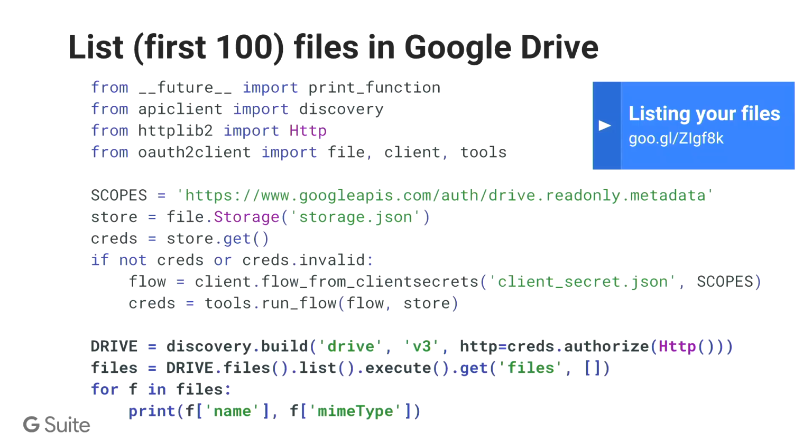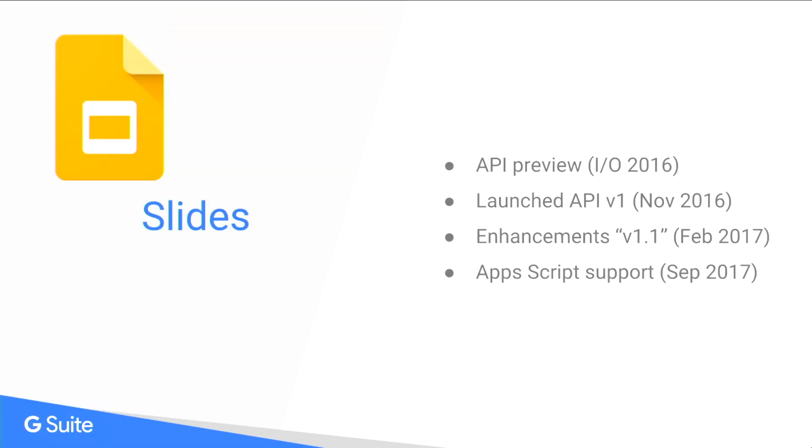All right, so that's how you list the first 100 files in your Drive folder. And when you guys get this working the first time, it's really exciting because you actually see Drive files not in the Drive user interface. Okay, all right, so let's move on to Google Slides. This is a relatively new API.